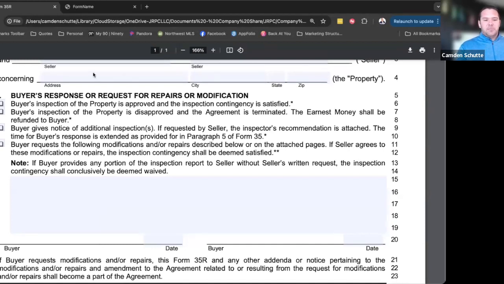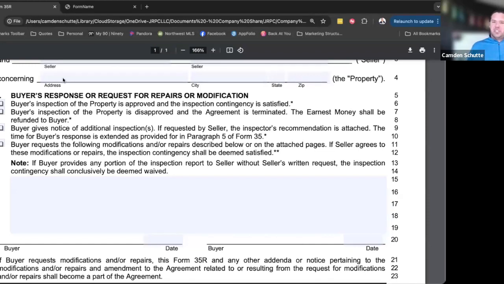The second one would be the buyer's inspection of the property is disapproved. So we've done the inspection, found something they didn't like, changed their minds, but they have decided we're not moving forward based on this inspection. We're terminating the contract. So that's option number 2.